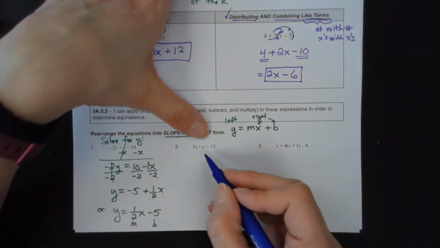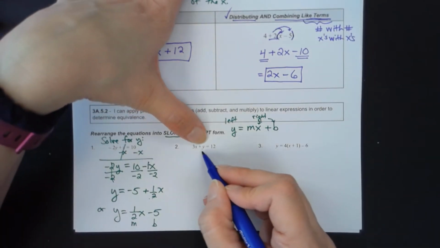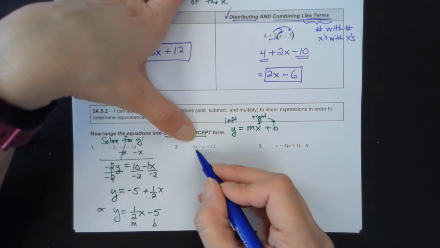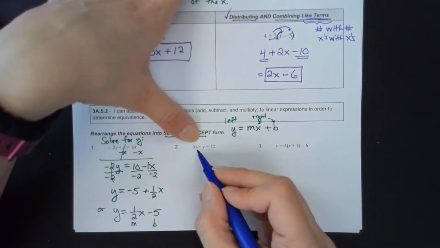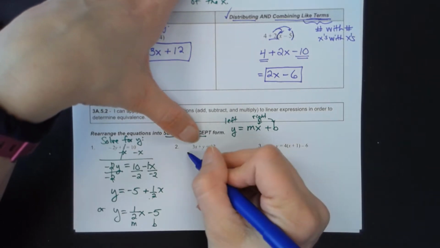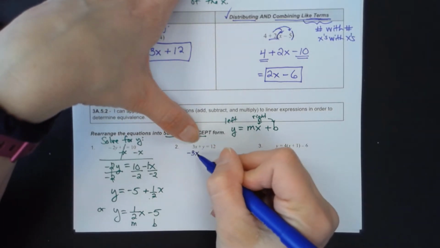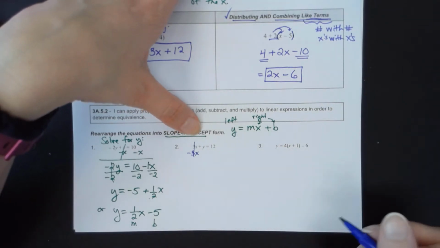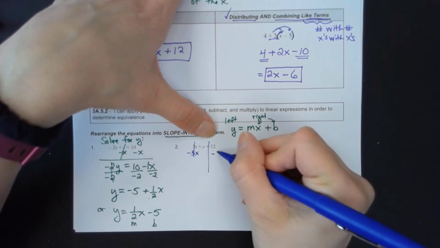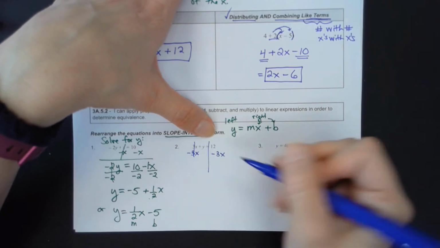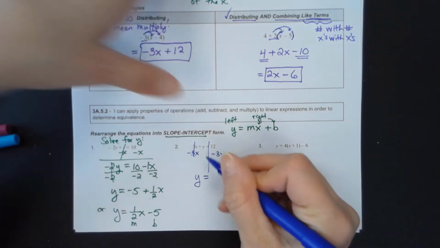All right, let's look at number 2. I want to make it y equals. If this 3x was just gone, it would be y equals. So you know who has to go away? Minus 3x. Get out of there, 3x. But that's not fair. If you do it to the left side, you've got to do it to the right side. So the y is all alone on the left.